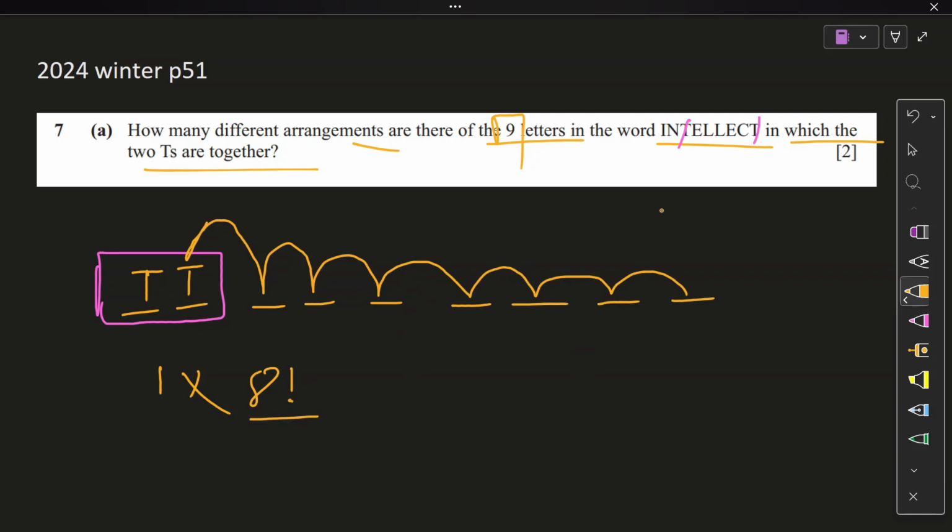Does anything repeat outside the box? The two L's and the two E's. Anything else? Nothing. So 2 factorial, 2 factorial. That should be good enough. Yep, that's your answer. Just be careful you're counting it right and you are taking care of the repetitions. That is the most common error I've seen in my own papers and in the practice we've done together as well. That, my friends, is your answer.